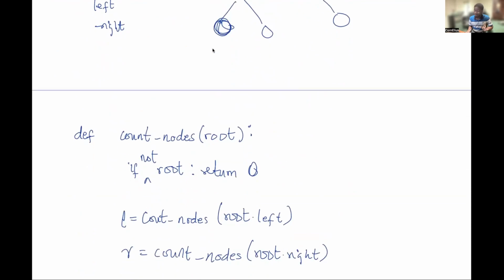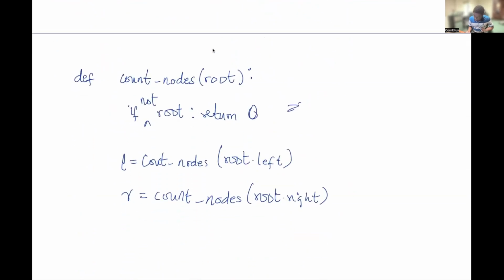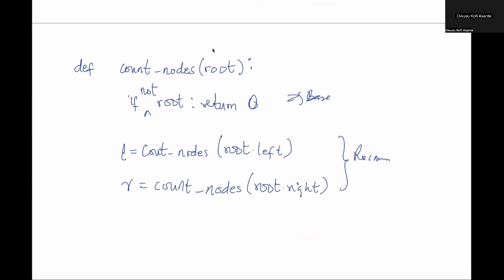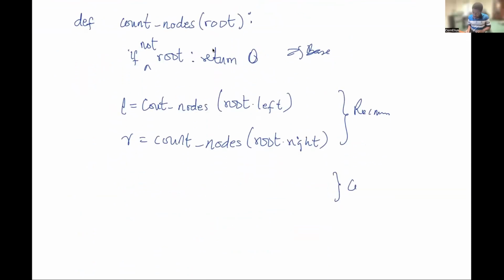Does this make sense? So this is our recursive case. Our base case was here, and this is a recursive case where we call the recursive function again. Does this make sense so far? Does this make sense to everyone? Before we go on, does this make sense? Yes. Okay.